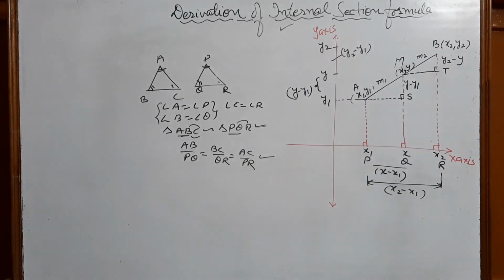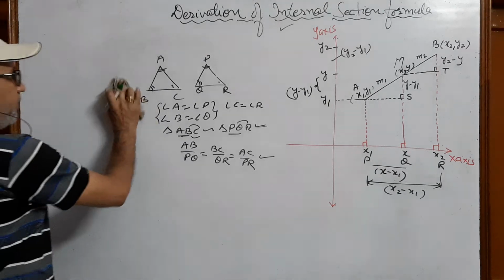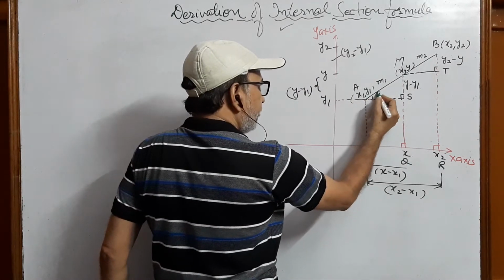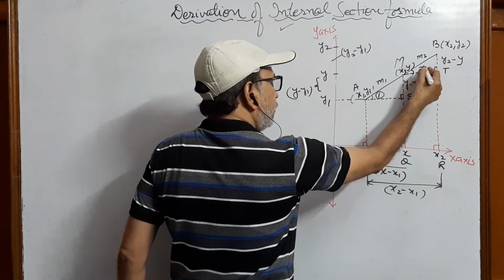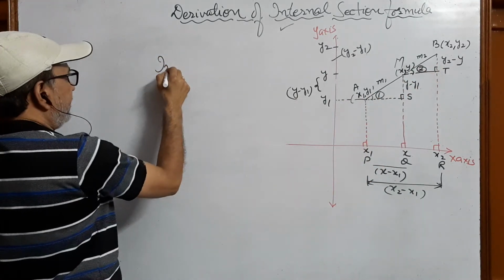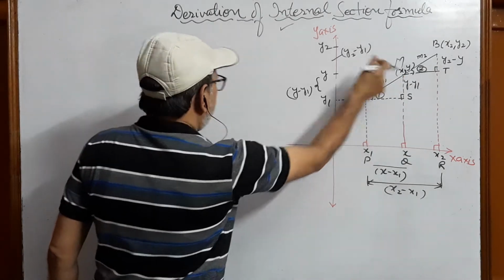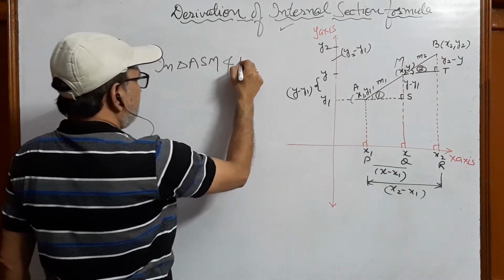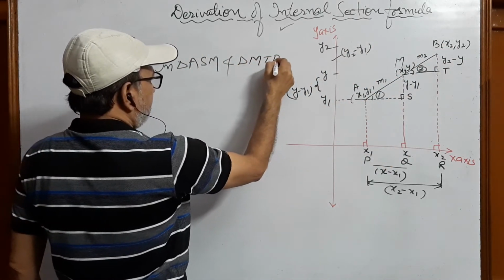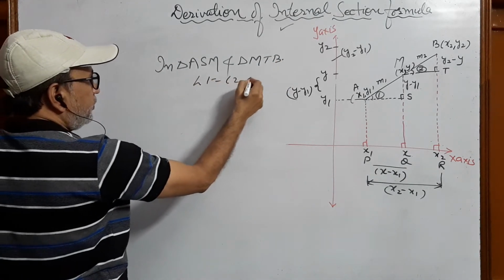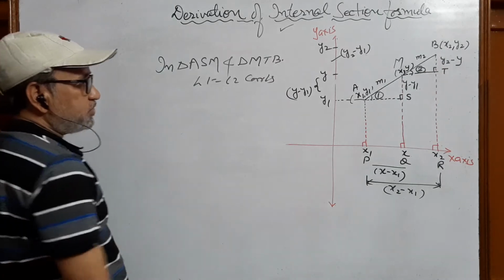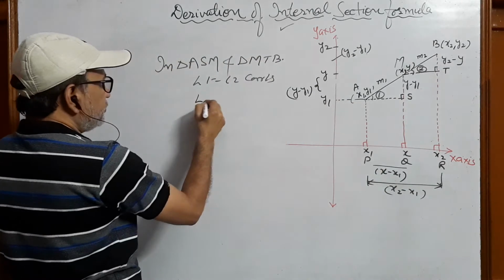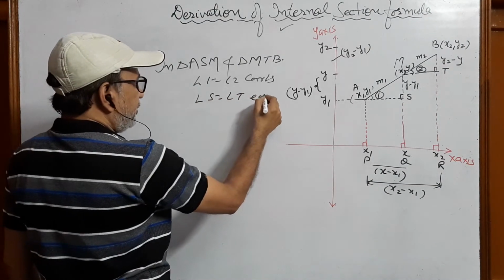Okay, so see the same thing here. Now see, this is angle 1 and this is angle 2. In triangles ASM and MTB, clear? Angle 1 equals angle 2. These are known as corresponding angles, because lines are parallel. So 1 and 2 are corresponding angles. And these are perpendiculars, so angle S equals angle T, each 90.